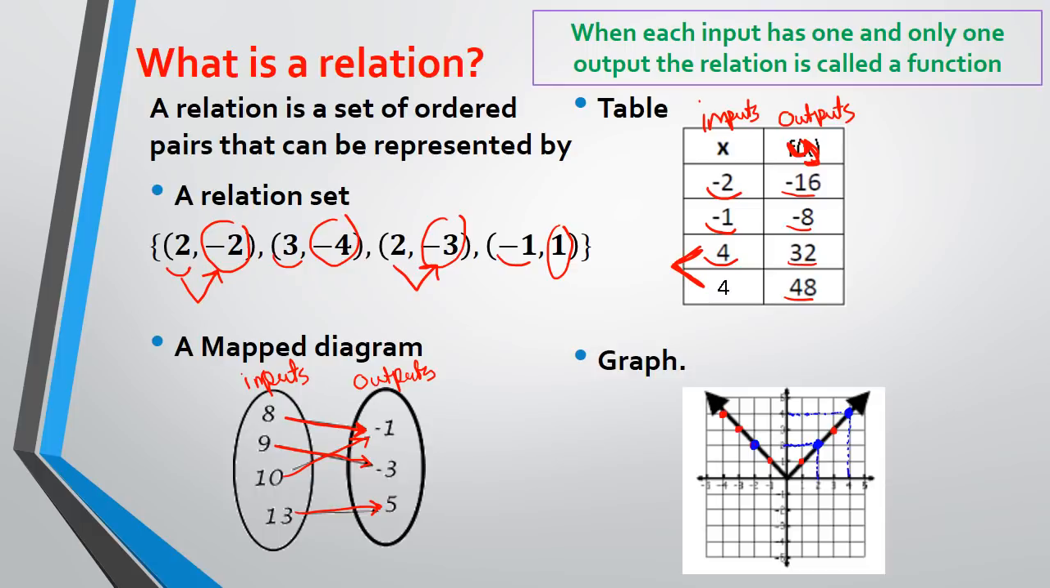Another point here where the input is -2 and the output is 2. Another point here where the input is -3 and the output is 3. So all the inputs are represented on the x-axis and all the outputs are represented on the y-axis.